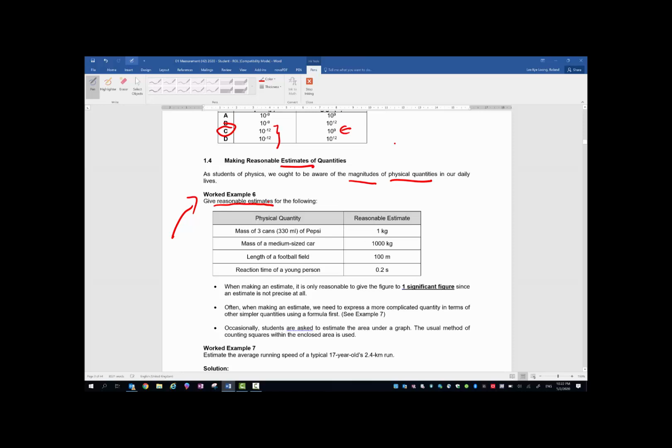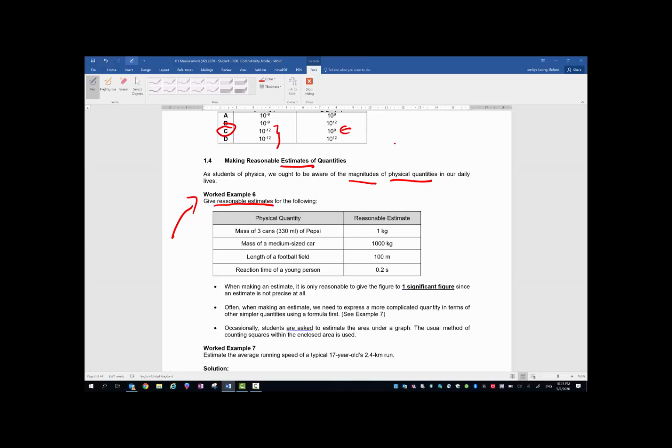So this is the term that Cambridge use in exams. Reasonable estimate. So the answer can vary, it's not going to be fixed in some cases. But for the first one, 3 cans of Pepsi or 3 cans of Coca-Cola. You all know that each can is about 325 ml, 330 ml, 340 ml, and things like that.